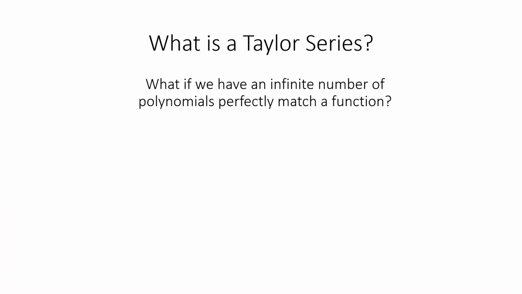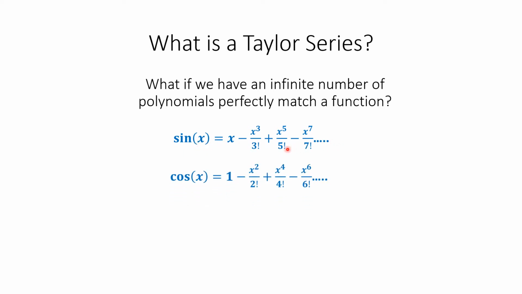The key difference between a Taylor series and our previous example is that a Taylor series asks, what if we have an infinite number of polynomial terms that can map the overall function? As an example, sine can be approximated as an infinite set of these polynomial terms. Think about it: the next term for sine would be x^9 over 9 factorial, then minus x^11 over 11 factorial. So all of these terms can approximate an arbitrary function like sine or cosine.